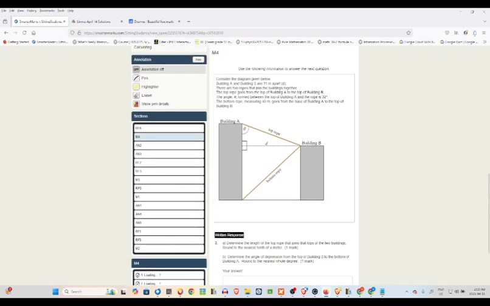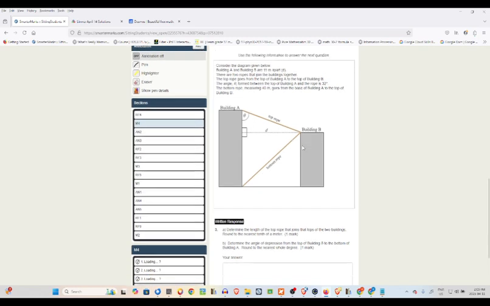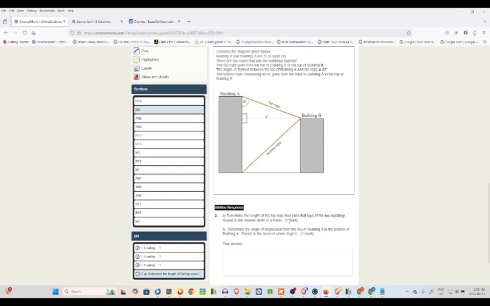Now here, consider the diagram given below. Buildings A and B are 11 meters apart. 2 ropes join the buildings together. The top rope goes from the top of building A to the top of building B. The angle formed is 32 degrees. The bottom rope, measuring 40 meters, goes from the base of building A to the top of building B. So we need the length of the top rope. Well, we know the buildings are 11 meters apart and that the angle between is 32 degrees.